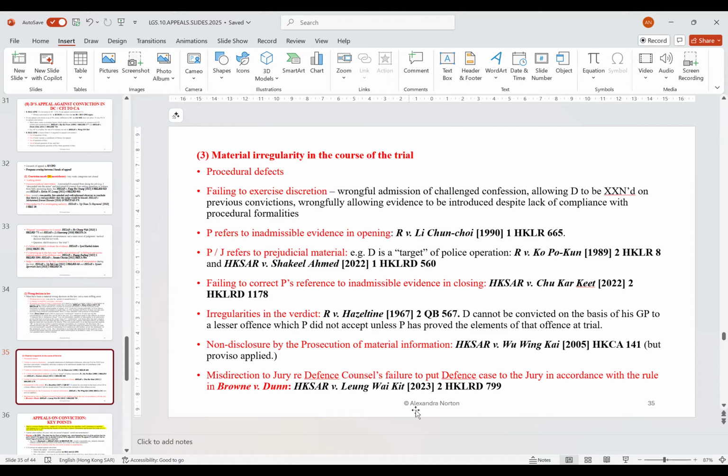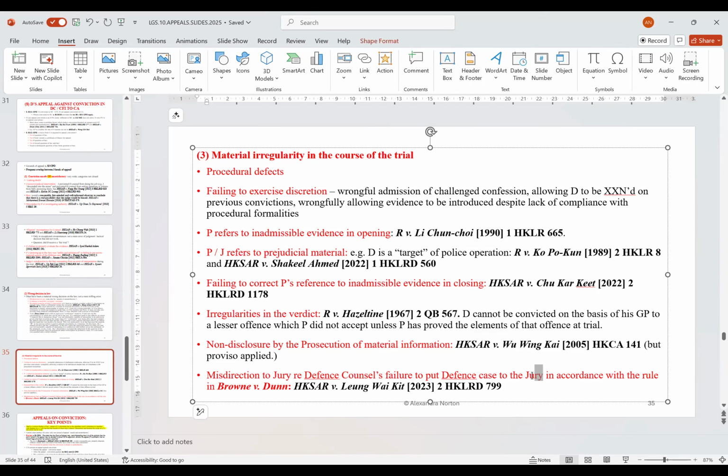And then I put this case in, Learn Why Kit, because it's a recent case. This deals with where the defense counsel has not done what we call put the case. This should say not the jury, it should say a prosecution witness. So defense counsel failed to put the defense case to a prosecution witness. Okay, let me just correct this. In accordance with the rule in Brown and Dunn.